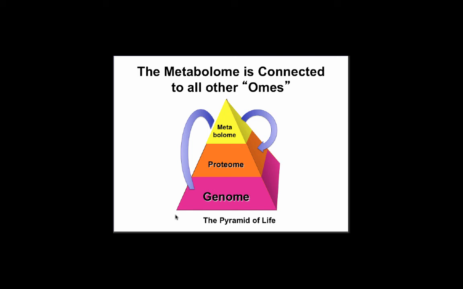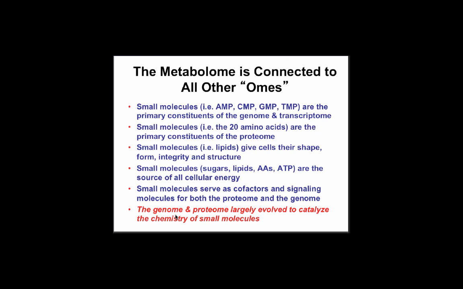And obviously, without small molecules, you couldn't synthesize the genome. Without small molecules, you couldn't synthesize the proteome. So that connection comes from the synthesis: without AMP, GMP, CMP, or TMP, that's constituents of the genome and the transcriptome. 20 amino acids make up the proteome. Lipids give cells their shape, their integrity, their structure, constituents for the cell walls in microbes and plants. The energy factories, ATP, sugars and lipids, and then, of course, the cofactors that are critical. So really, the metabolome is connected, very much so.